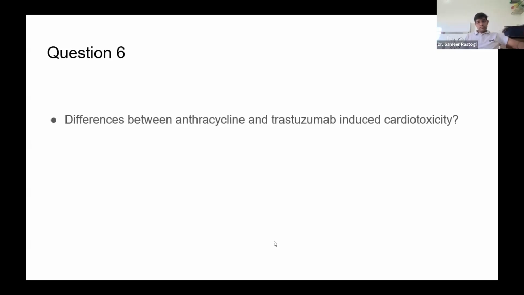Can someone type or... So, mitochondrial injury, okay, ferroptosis. So these are the mechanisms, apart from free radical injury. And how does dexrazoxane act?